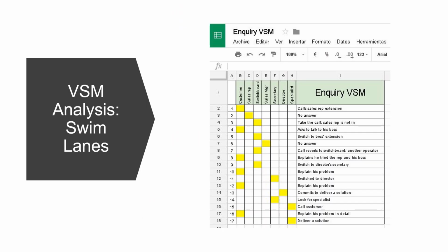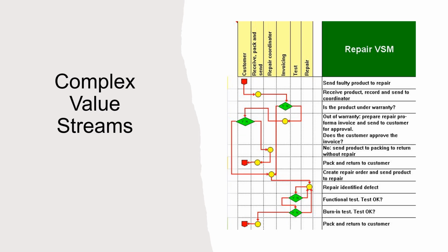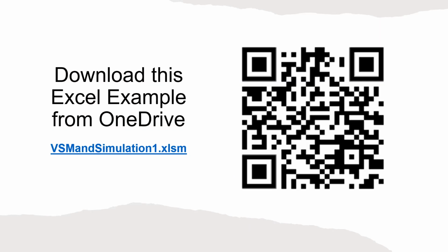I find it very useful to indicate who does what in the VSM instead of making another separate document. To do this, we include participant swim lanes on the top headers, which are easily filled while building the VSM. In this example, you can notice that the switchboard participates in the process on several occasions. More complex VSMs with feedback loops, such as this one, you can do with Excel. Download this Excel example from OneDrive to your PC.